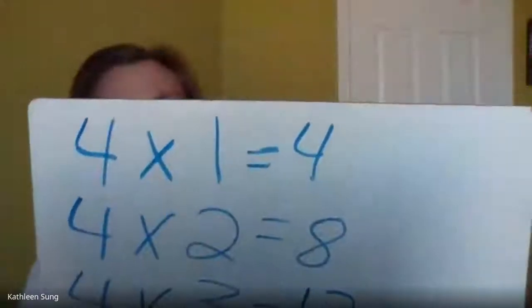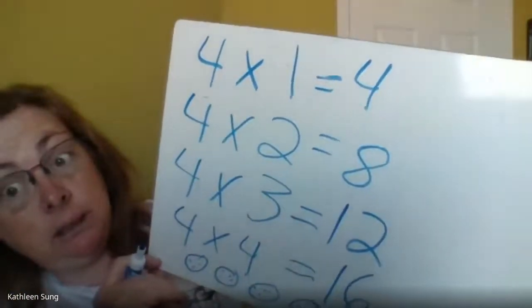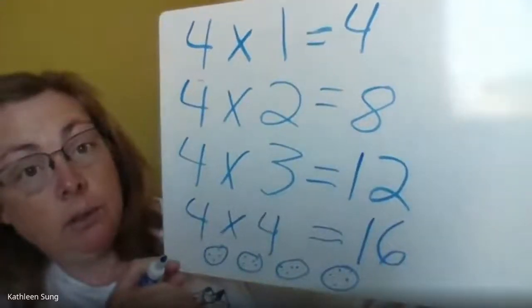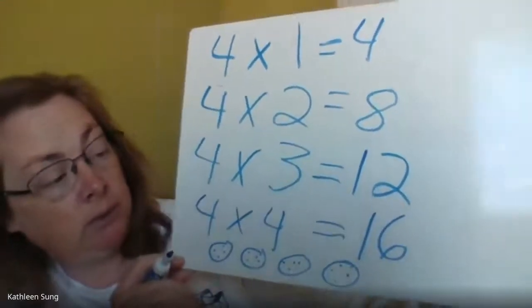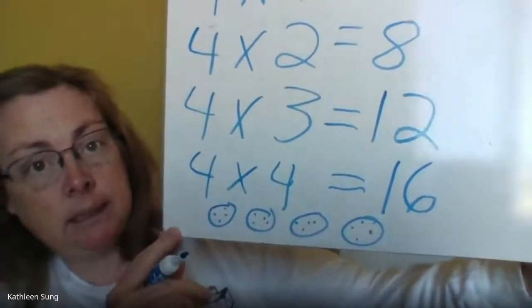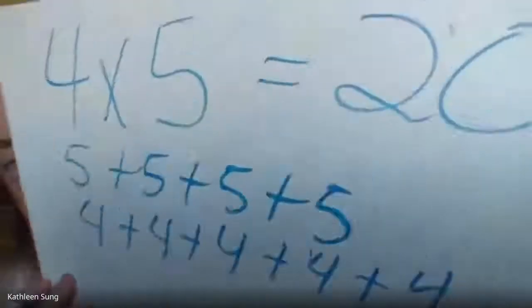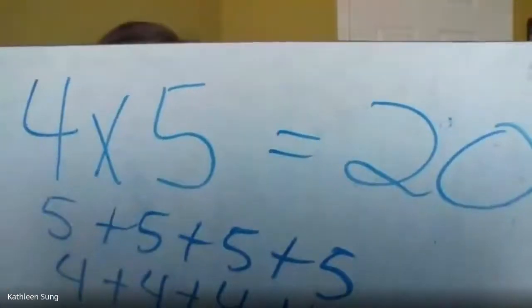4 times 1 is 4. 4 times 2 is 8. 4 times 3 is 12. 4 times 4 is 16. And 4 times 5 is, get the answer in there. 4 times 5 is 20.